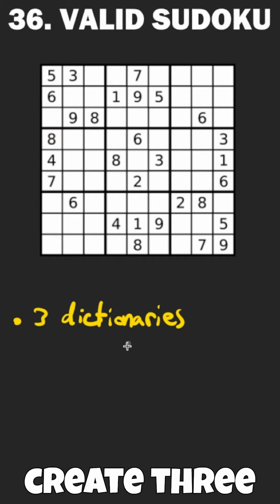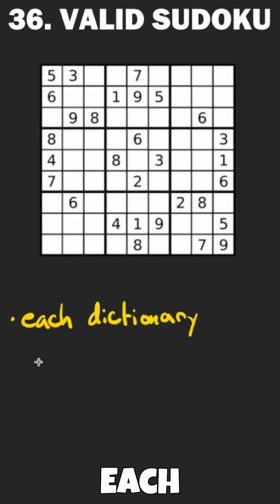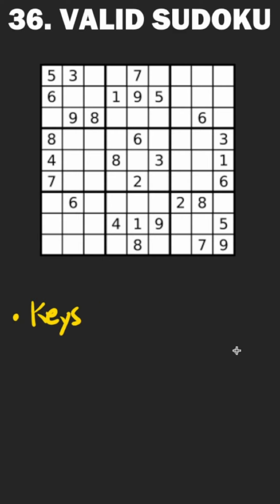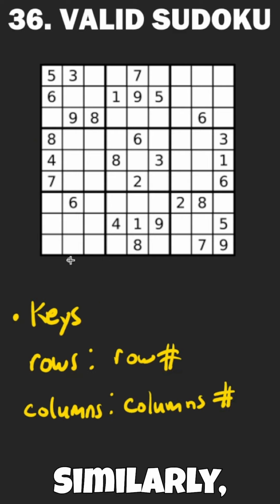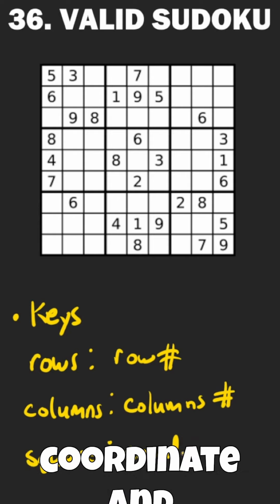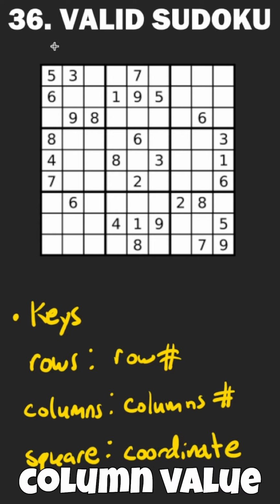To check if a board is valid, we'll create 3 dictionaries for the rows, columns, and squares. Each dictionary will map keys to a set that we will use to check for duplicates. For rows, we'll map the row number to the sets. Similarly, we'll map each column number to a set. For the 3x3 squares, we'll use a coordinate and map that to each set. This coordinate will consist of a row and column value ranging from 0 to 2.